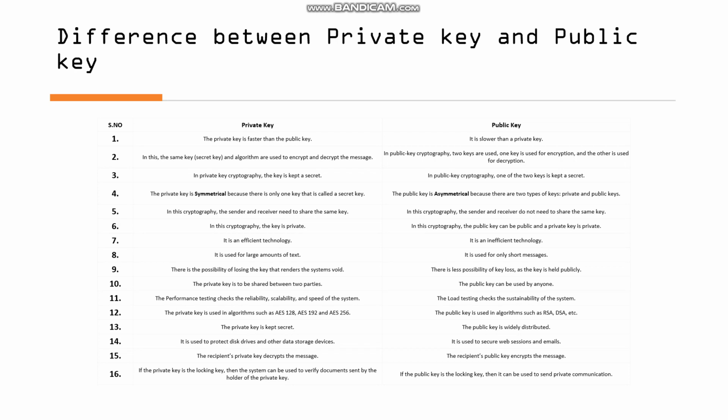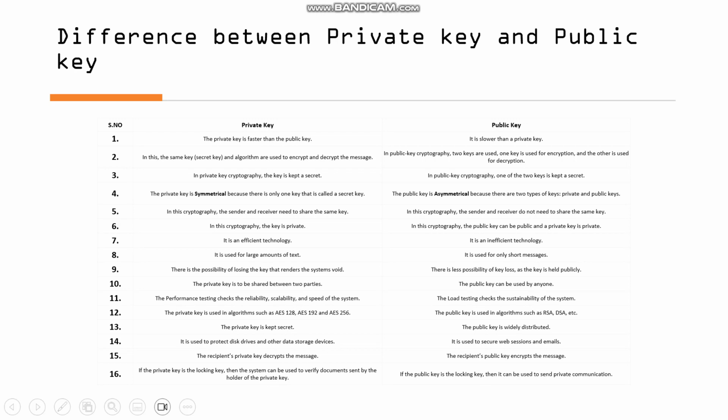In private key cryptography, in other words symmetric encryption, the key is kept secret. But in asymmetric encryption, one of the two keys is kept secret. The private key is symmetrical because there is only one key, which is called a secret key. The public key is asymmetrical because there are two types of keys, private and public. In private key cryptography, the sender and the receiver need to share the same key. In public key cryptography, the sender and the receiver do not need to share the same key.